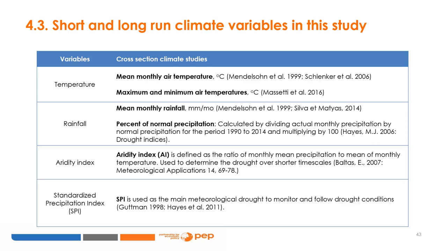Temperature. It could be the monthly mean of air temperature in degrees Celsius or maximum and minimum of air temperature in degrees Celsius. Rainfall. It could be the monthly mean rainfall in millimeters per month or percent of normal precipitation, calculated by dividing actual monthly precipitation by normal precipitation over the period 1990 to 2014 and multiplying by 100. The aridity index is defined as the ratio of the monthly mean precipitation to the mean of monthly temperature. The index is used to determine droughts over shorter timescales. The standardized precipitation index is used as the main meteorological drought index for monitoring and following drought conditions.